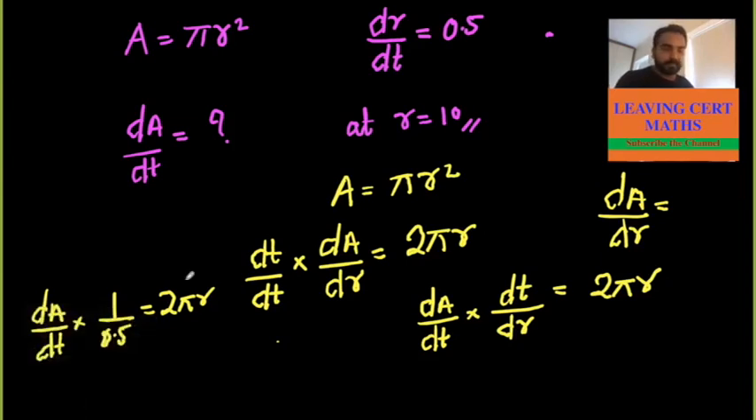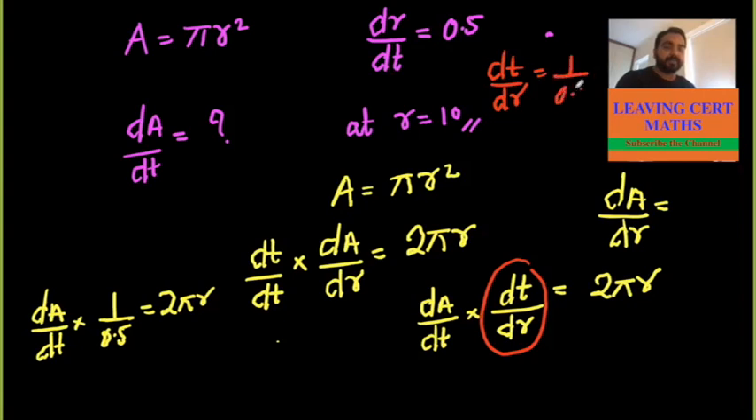Well, why are we doing that? The dA over dt multiplied by 1 over 0.5 equals 2 pi r. Because what is this? Is it not the reciprocal of this, dt over dr? This is dt over dr. So from here, if you want to write dt over dr, what is that? Is it not 1 over 0.5?